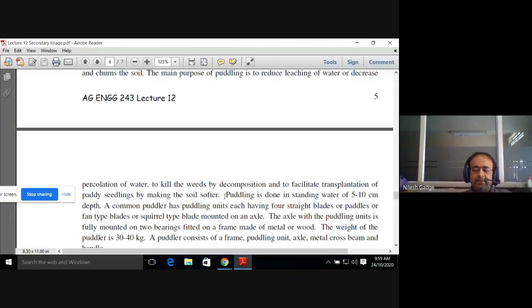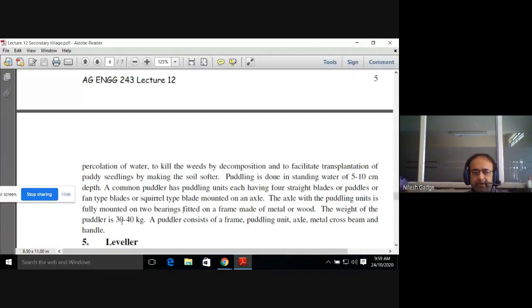So the main function is churning of the soil. Churning of the soil is done with the help of the puddler. Puddling is done with standing water of 5 to 10 centimeter depth. A common puddler has puddling units, each having four straight blades or paddles, or fan type of blades, or squirrel type of blades mounted on the axle. The axle with the puddling unit is mounted on two bearings on a metal or wood frame.